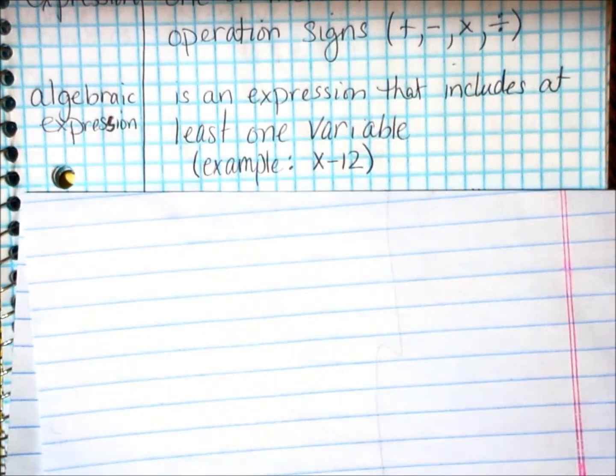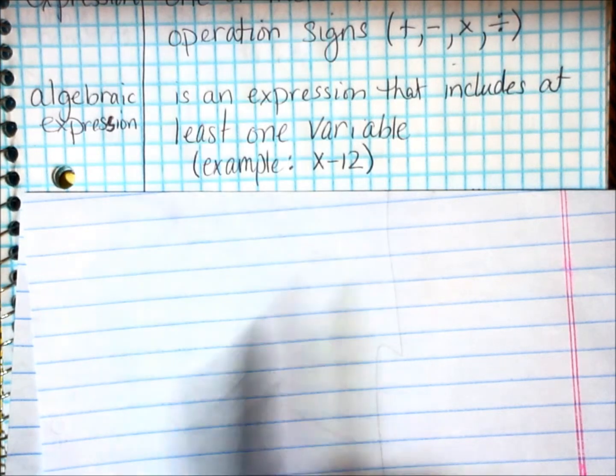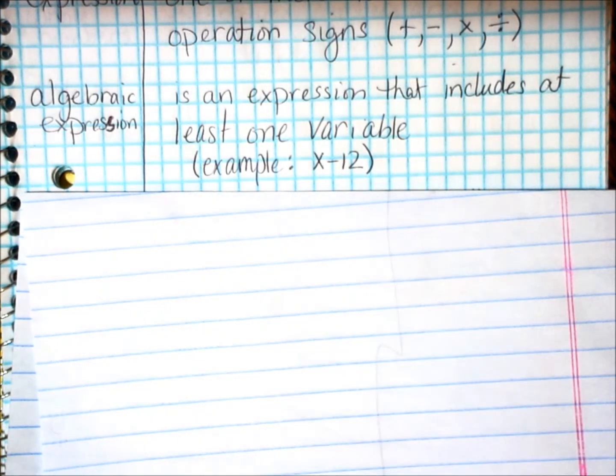All right, so an algebraic expression. An algebraic expression is an expression that includes at least one variable. So for example, x minus 12 would be an expression. There's no equal sign.